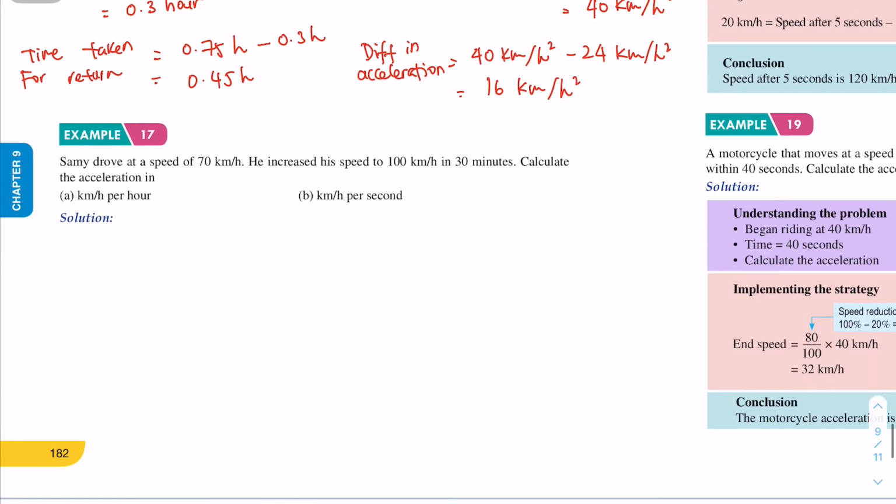Next, let's look at example 17. Sammy drove at the speed of 70 km per hour. He increased his speed to 100 km per hour in 30 minutes. Calculate the acceleration in kilometer per hour and kilometer per hour per second. So how to do this?